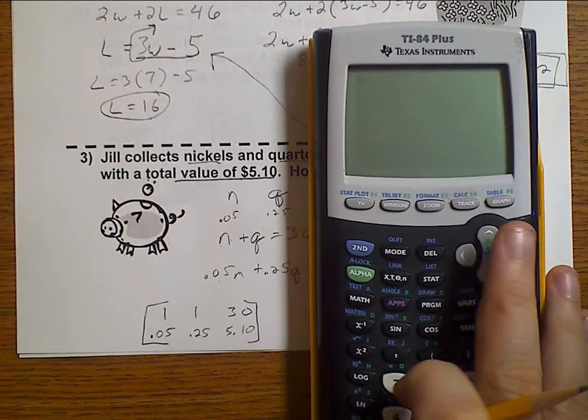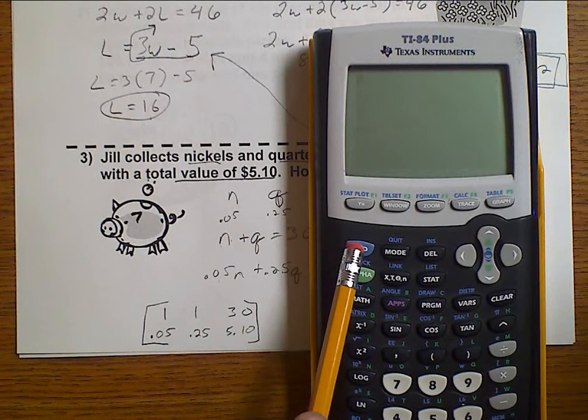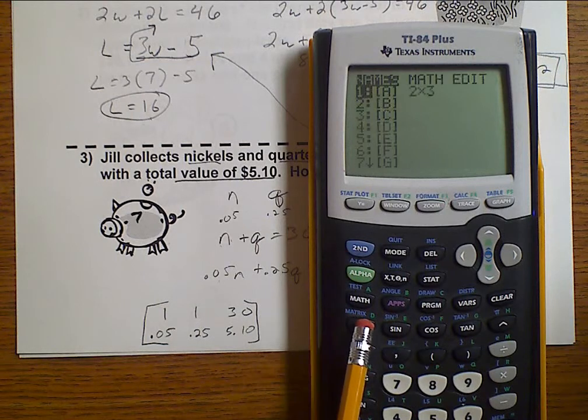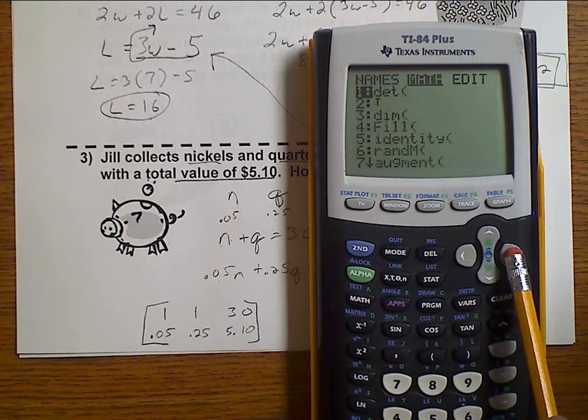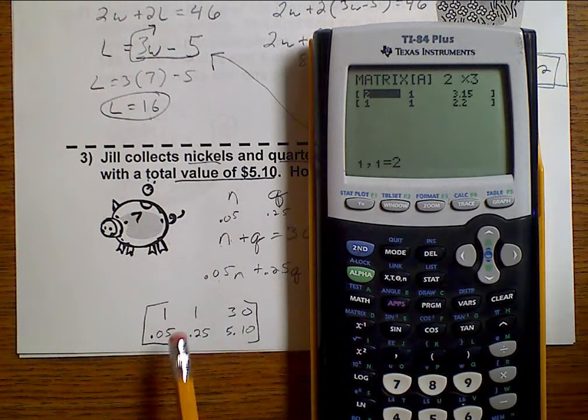Now, just a quick review. To put these in the matrix, you go to second, matrix. You come over here to edit. We want to make sure this is set up as a 2 by 3. And then we make this table match this table.